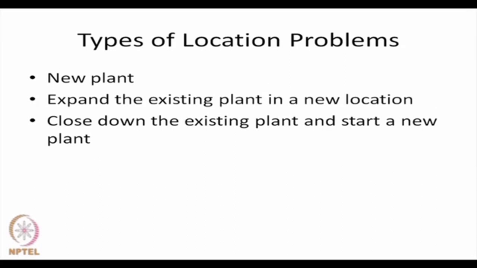Now, there can be different types of location problems. An entrepreneur who starts a new plant, that is one type of a problem. But if the plant is already existing, the problem could be adding a new location when the company is thinking to expand its facilities because of higher demand existing in the market, or the company may be deciding to close down an existing plant because of various contingencies and would like to start a new plant in a new location. The question is where to locate.